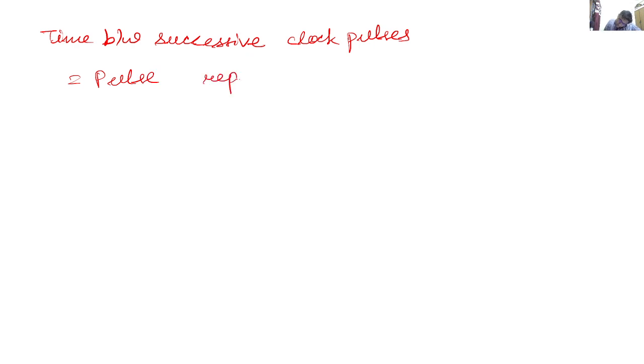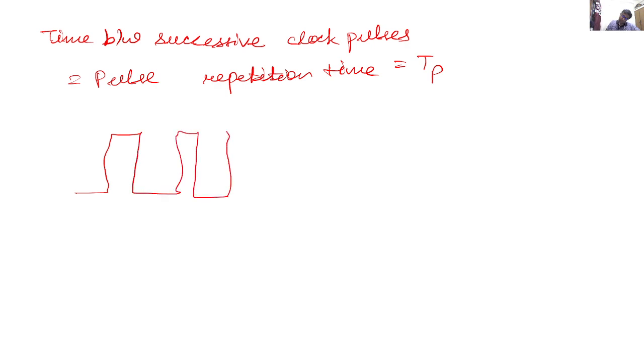So the time between successive clock pulses is something known as the pulse repetition time, equal to TP. So you can visualize it like this. Let us suppose these are the received energy with respect to the different times.